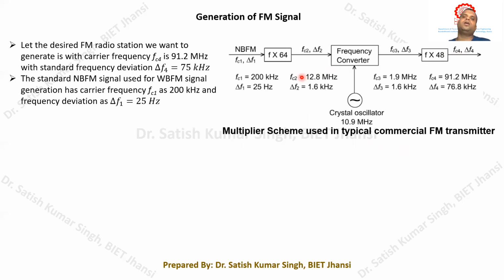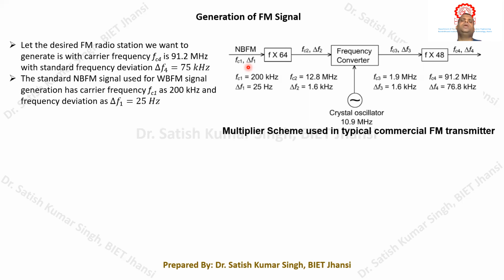First we generate an NBFM signal, whose modulation index will be less than 1. Then it has to be passed through a frequency multiplier, then again a frequency converter or mixer circuit, and then, if required, again through a frequency multiplier until we get the desired output.